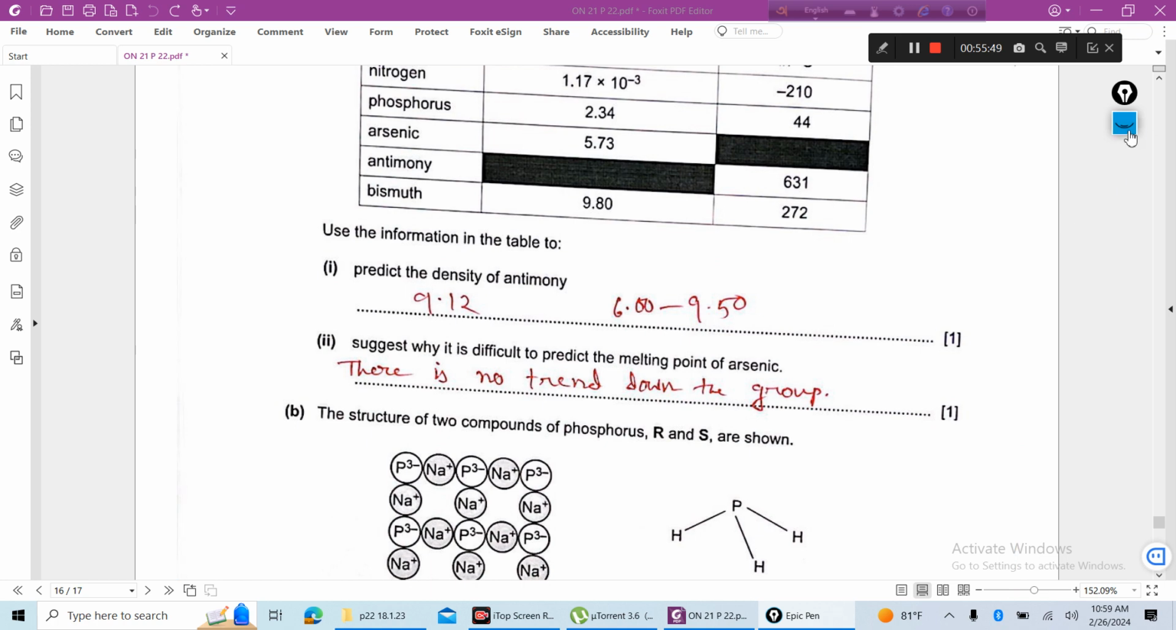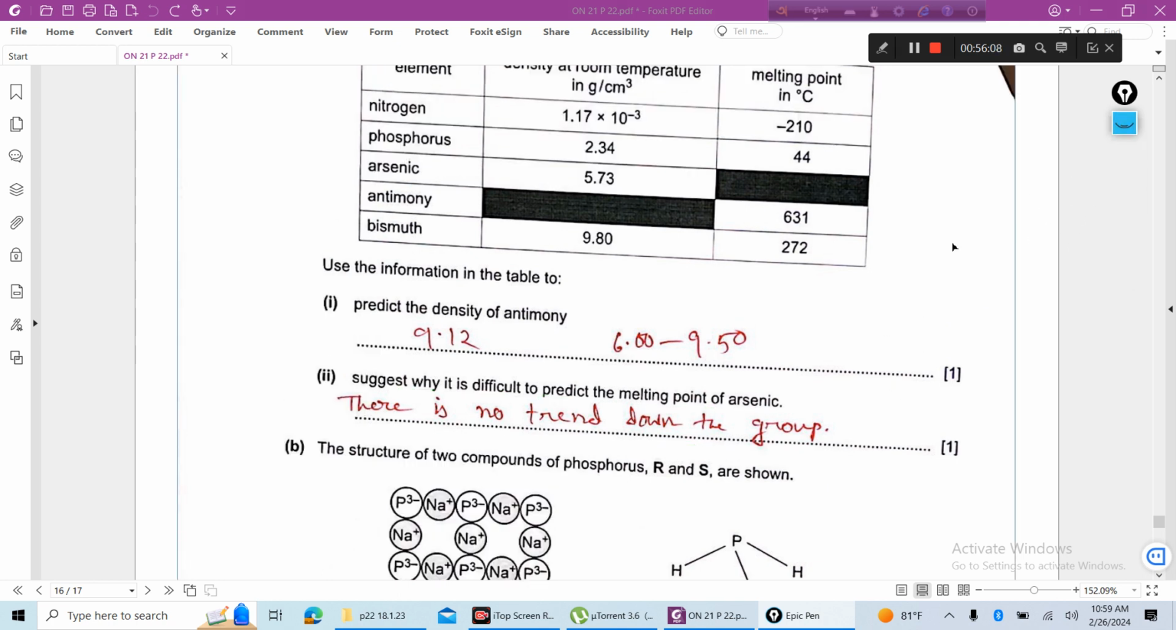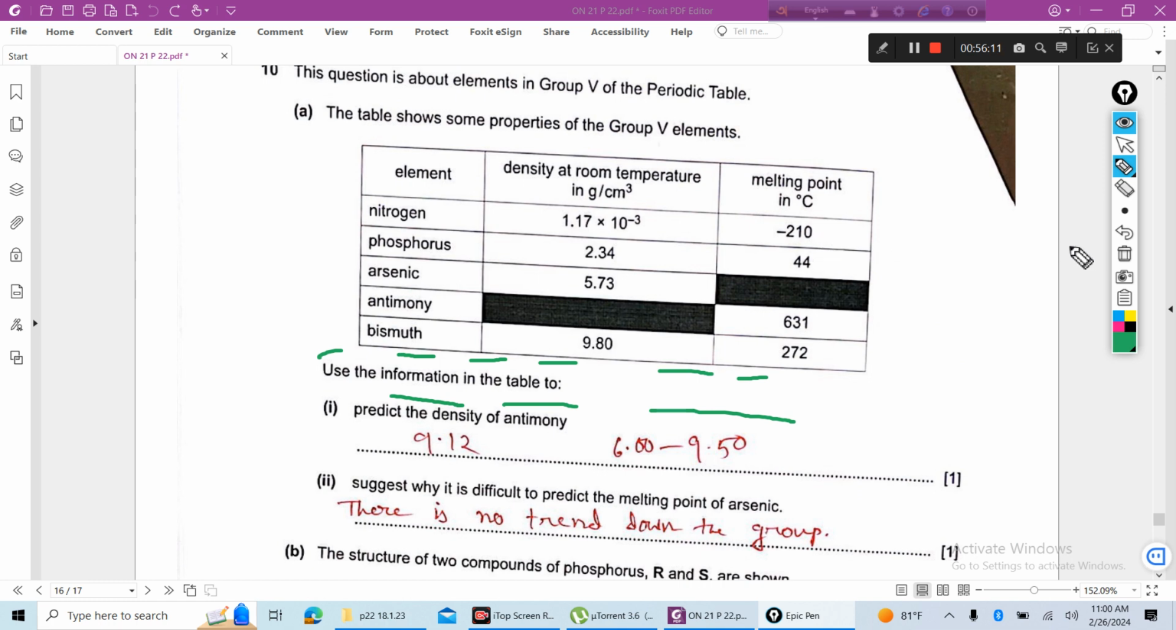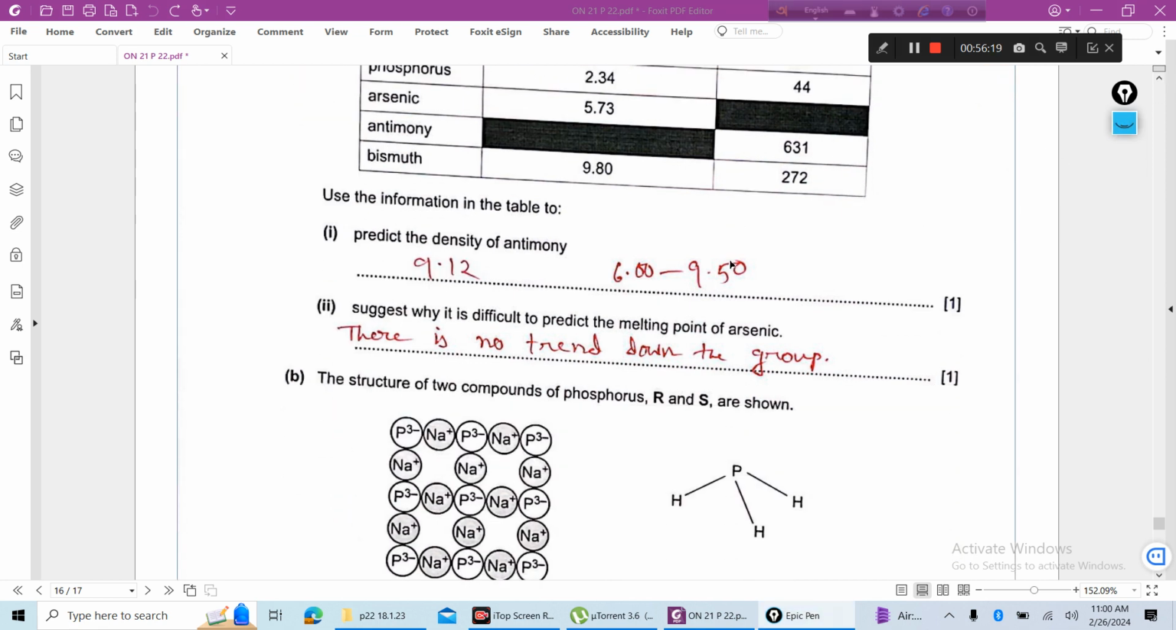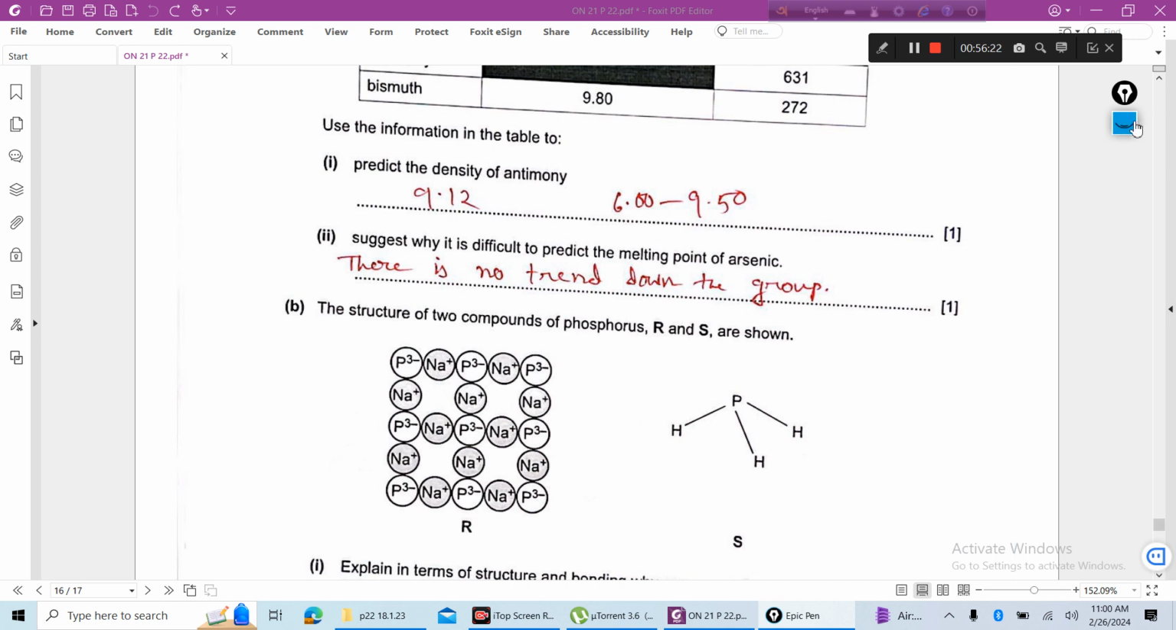Now you see, suggest why it is difficult to predict the melting point of arsenic. Answer: there is no trend down the graph. No trend means it increases or decreases, but it happens both. Melting point increases but again decreases, so there is no regular trend. That's why you cannot predict. There is no clear trend.